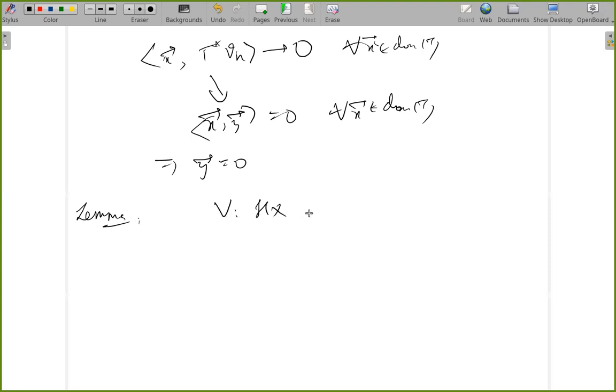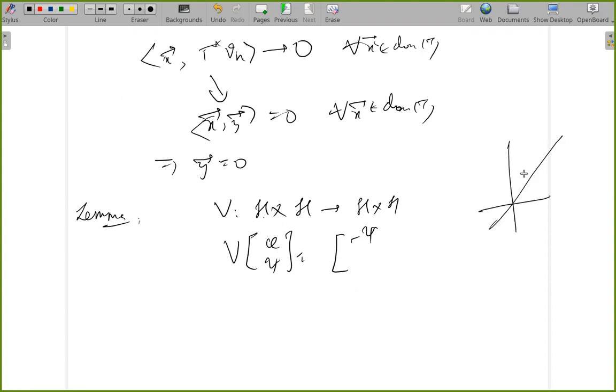First, let me define this unitary operator, which is just like a shuffling with a minus sign. It's a sort of reflection. So V sends phi comma psi, a vector here, to a reflection about this line: x, y goes to y, x, and with the minus sign you get minus y, x. So something like that. It's easy to see that it's a unitary operator. So V is unitary.